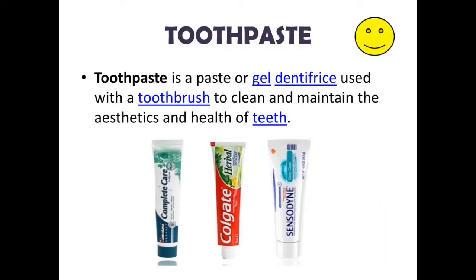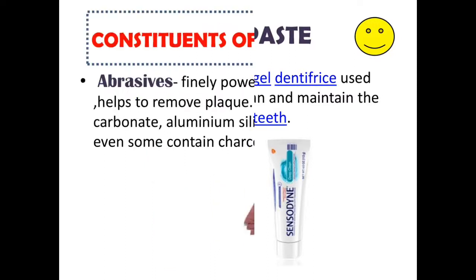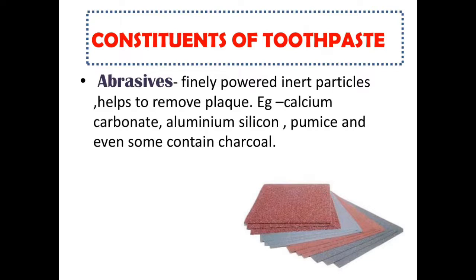Now let's talk about the toothpaste. It is a paste or a gel which we all use along with the toothbrush to clean and maintain the aesthetics and the health of the teeth. Now let's talk about various components of toothpaste. First is the abrasives. It is a finely powdered inert particle. It helps to remove the plaque.